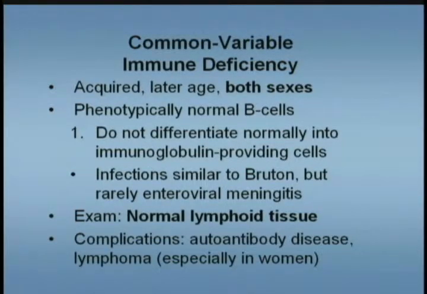Again, on exam, to differentiate this from Bruton's further, so you know Bruton's is only boys. Bruton's, they have lymphoid hypoplasia. In this particular case, it can be boys or girls, and in this particular case, no enterovirus, and in this particular case, also look for normal lymphoid tissue. Complications can include lymphoma, particularly in women.